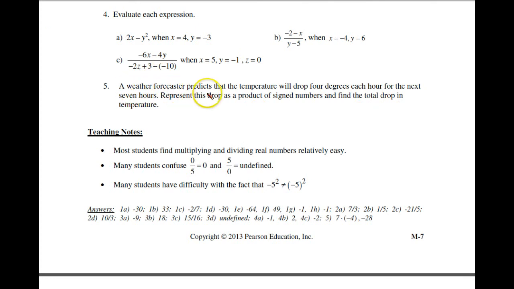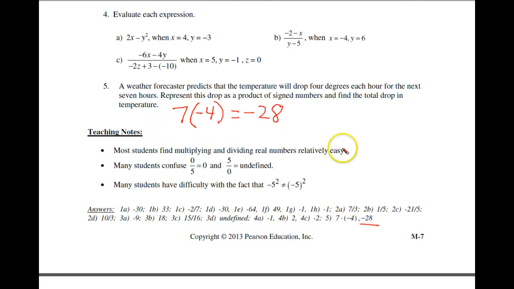A weather forecaster predicts that the temperature will drop 4 degrees each hour for the next 7 hours. So 7 hours, it's going to drop 4 degrees. Dropping a degree makes it a negative. Represent the drop as a product of signed numbers and find the total drop in temperature. Okay, that's not too hard. How about a negative 28? And again, they're there.